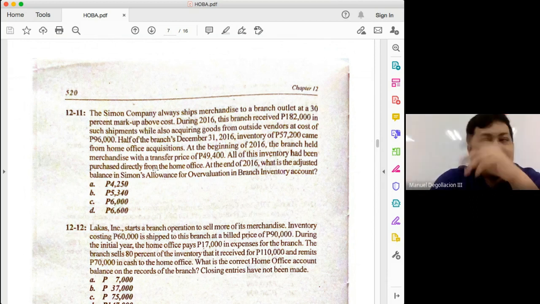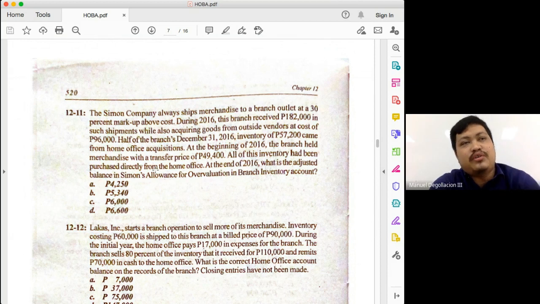Okay. Possible question for this problem. What is the true cost of the ending inventory of the branch? What are you going to do? Simply remove the markup. And how much is the markup? 6,600. How much was the total inventory based on the records of the branch?